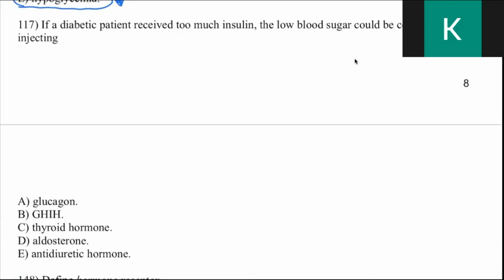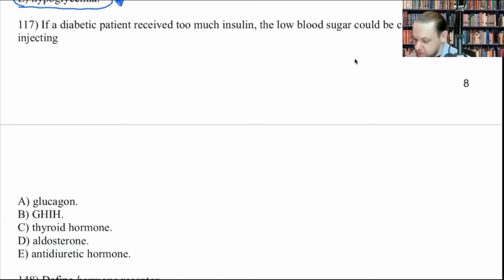If a diabetic patient received too much insulin, the low blood sugar could be corrected by injecting glucagon. Glucagon is correct, right? But just so you guys are cognizant, I'll give you a perfect example. On one of the calls I had a patient who was scheduled for a colonoscopy, right? The doctor told him, I do not want you to eat anything before your appointment.